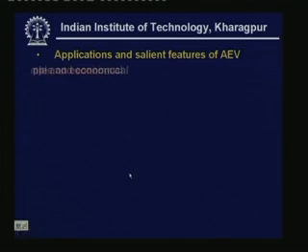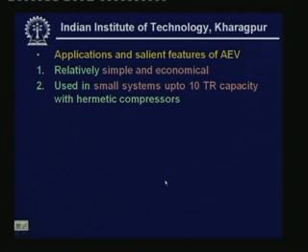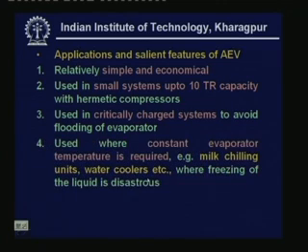Now, applications and salient features of automatic expansion valves. These valves are relatively simple and economical compared to other types of valves, and they are used in small systems up to 10 TR capacity with hermetic compressors. They are used in critically charged systems to avoid flooding of the evaporator. They are used where constant evaporator temperature is required. This is a very important use of this type of valve, because it always maintains the evaporator pressure constant, that means evaporator temperature constant. So it finds application in milk chilling plants and in water coolers, etc.